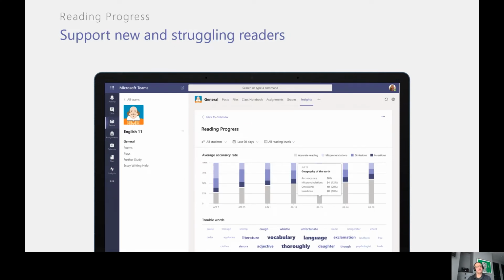So let's now shift gears and talk about some new capabilities that are coming that frankly we're very excited about. The first one I want to talk about is reading progress. This will be available this spring. It's in TAP today. In fact, this was discussed yesterday in a session. Mike Tolson from the engineering team hosted a session about this.